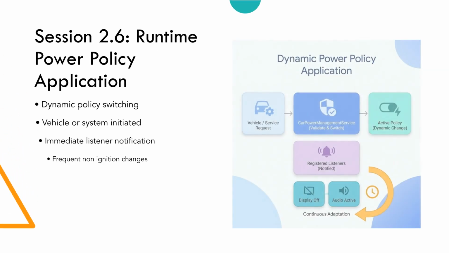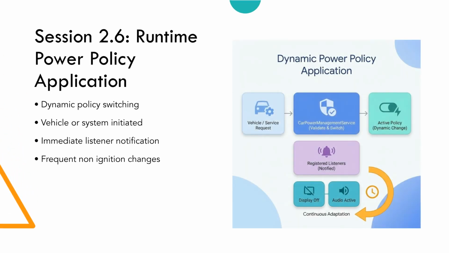At runtime, power policy changes are applied dynamically. The vehicle, or a system privilege service, requests a policy change. CarPowerManagementService validates the request and switches the active policy. All registered listeners are notified immediately.